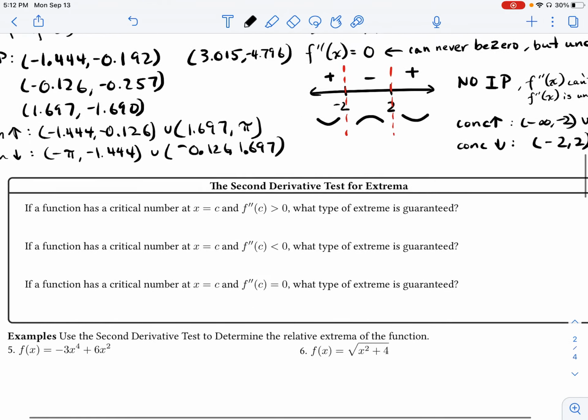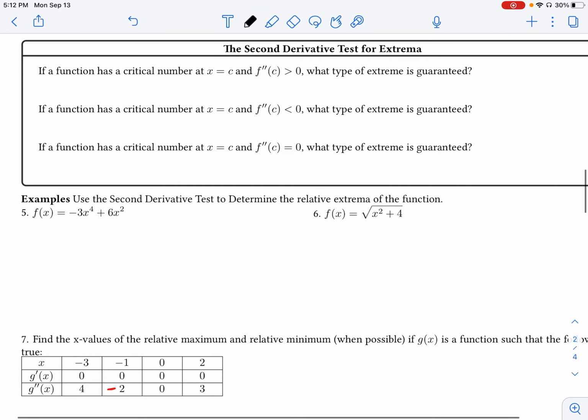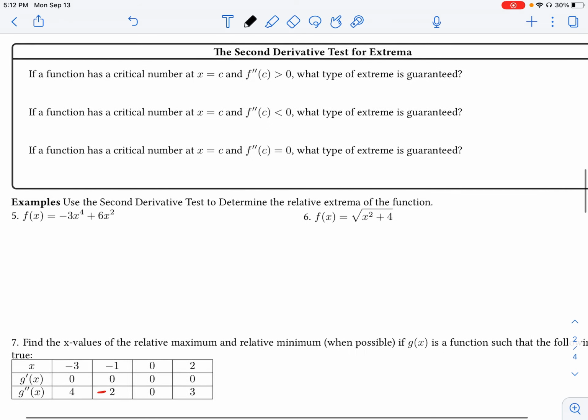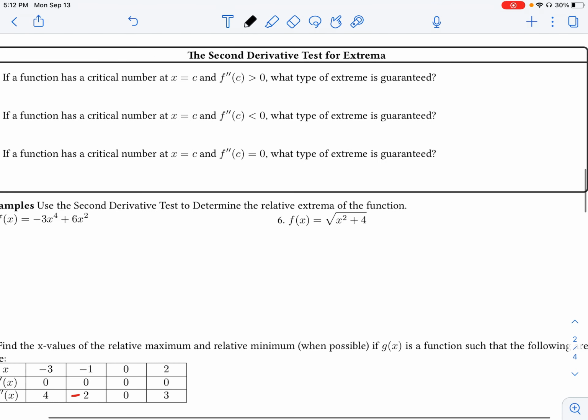Now, one other utility of the second derivative is that we can also use the second derivative to find extrema of a function. So we're not limited to only using the first derivative test. We can actually use what's called the second derivative test. Now, to be clear, the second derivative test is not for inflection points. Okay, it is not for inflection points. Rather, it is to find extrema.